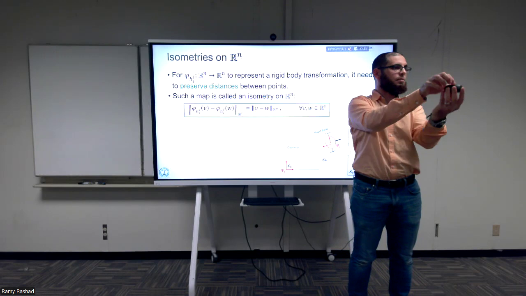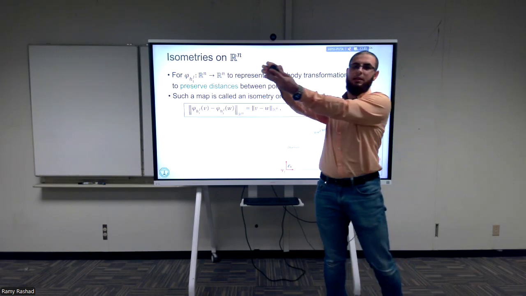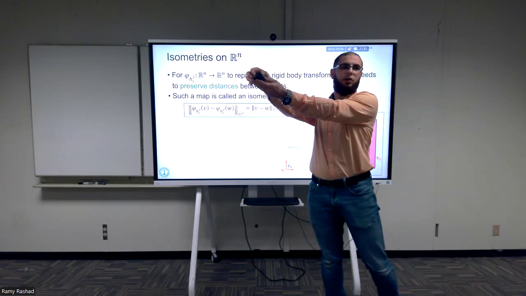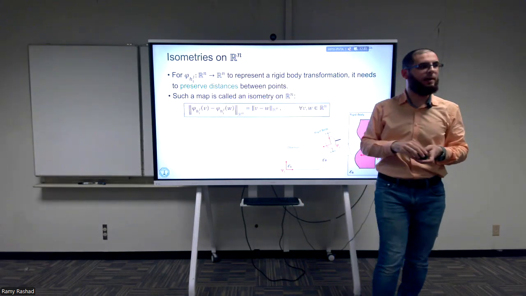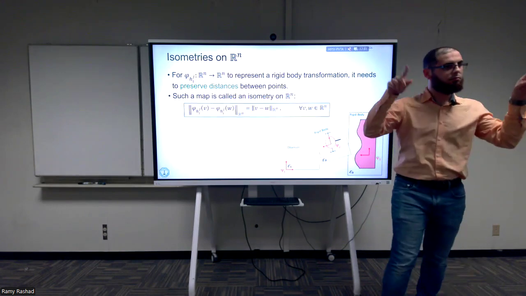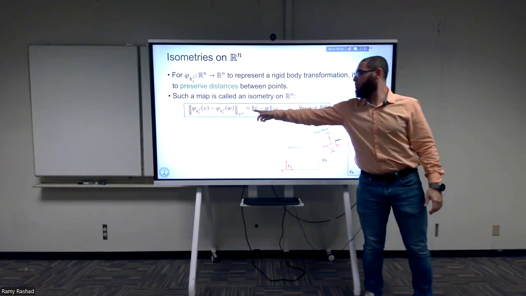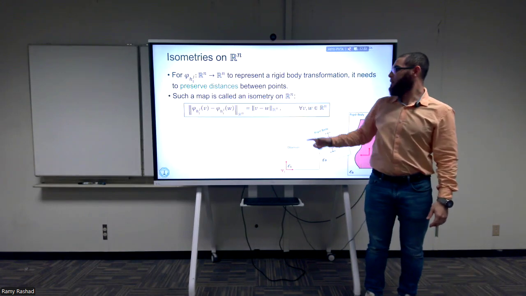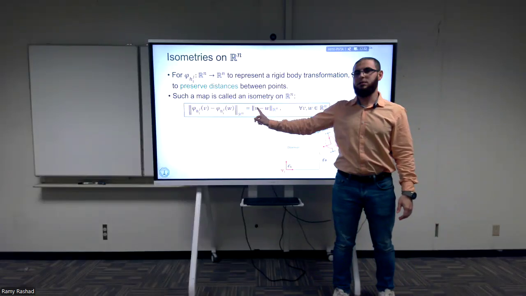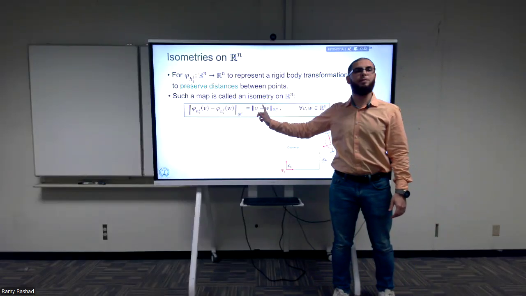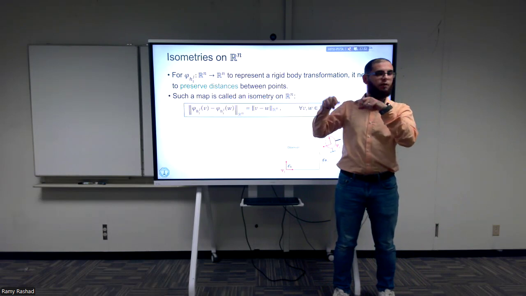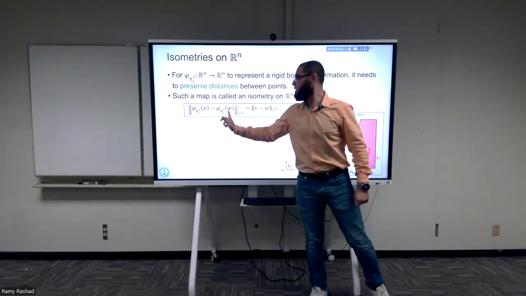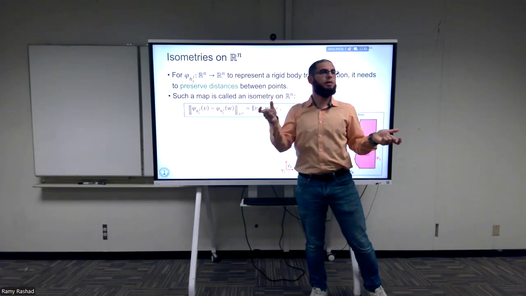If I take any two points before the translation and I check the distance of these same two points after the translation, they should be the same. How do we measure distances in Euclidean space in Rn? With the norm. So what this equation says is that if I take the difference between two vectors before the action of this map, and I take the difference after the action of the map, the distance should be the same.